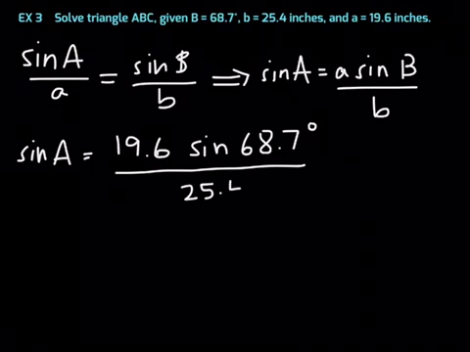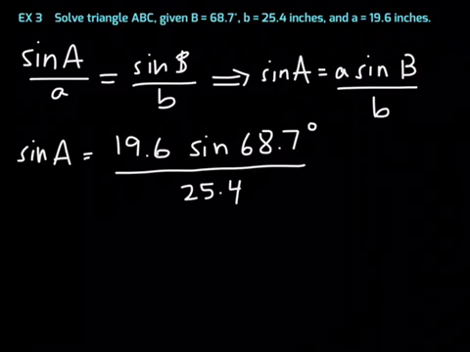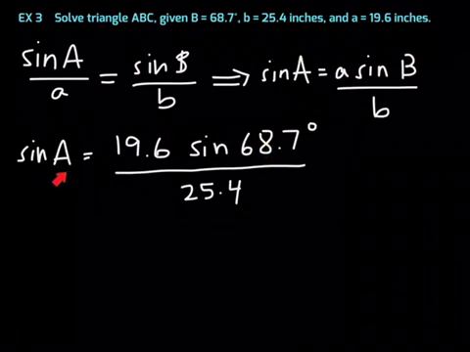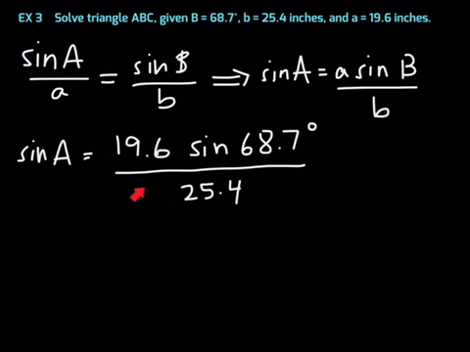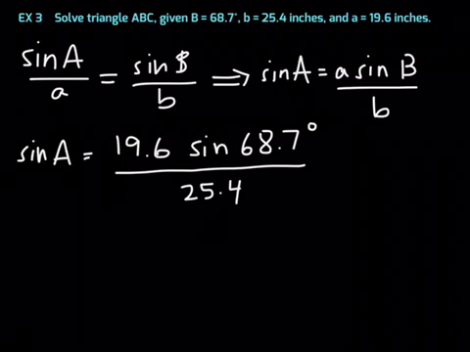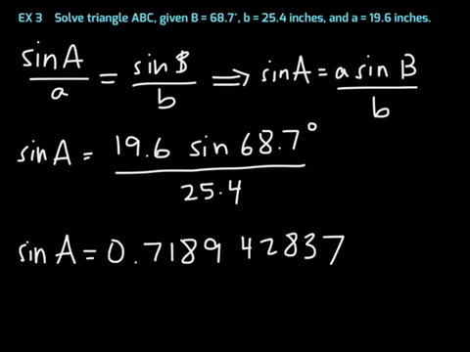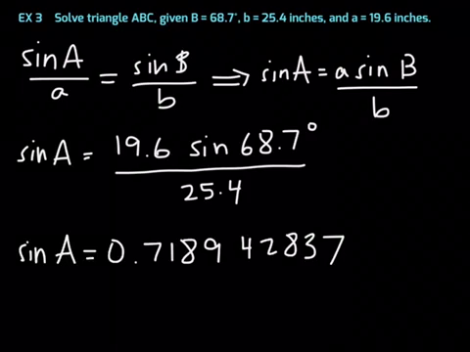Now let's be clear about something. I'm going to punch this into my calculator, and if I get something greater than 1, so sine of angle A is greater than 1, then no such triangle exists. If sine of A turns out to be a value that is less than 1 but positive, then I will check for two triangles. Okay, guys, this is what I got: sine of A is equal to 0.7189 and so forth.